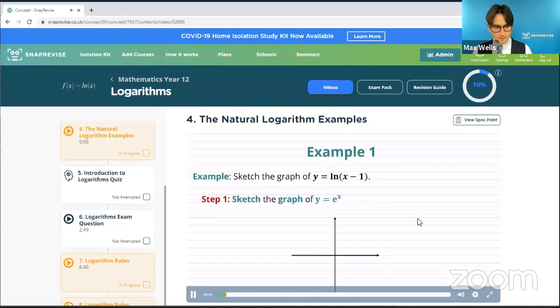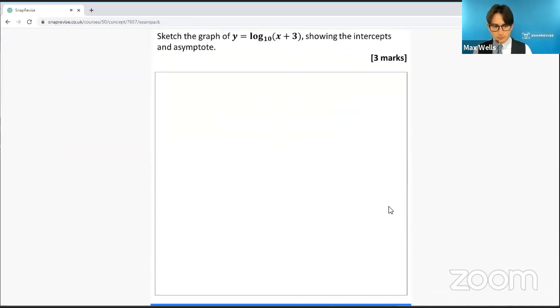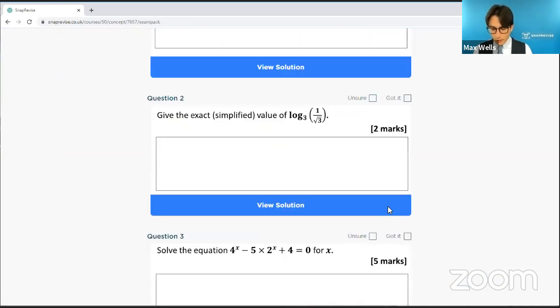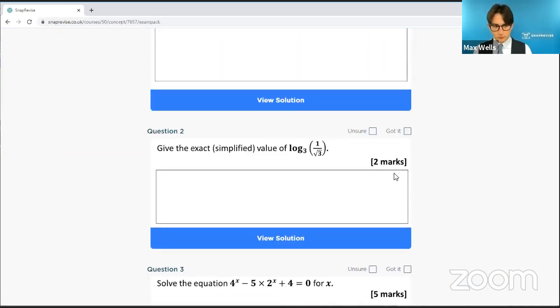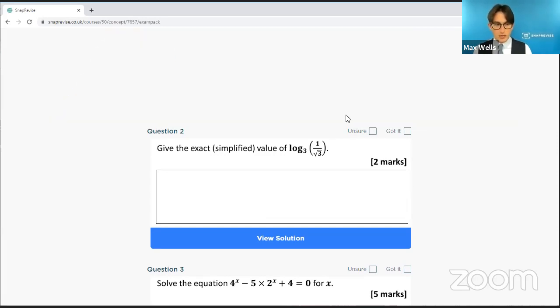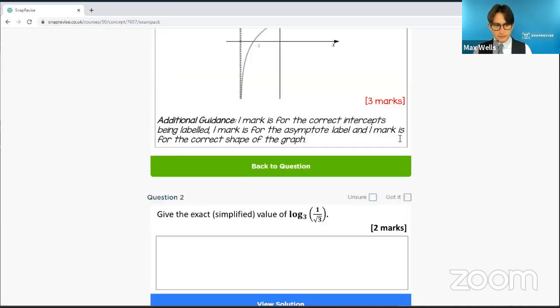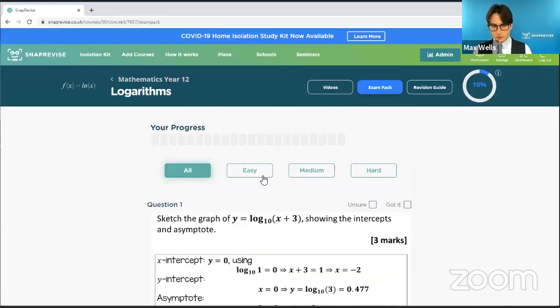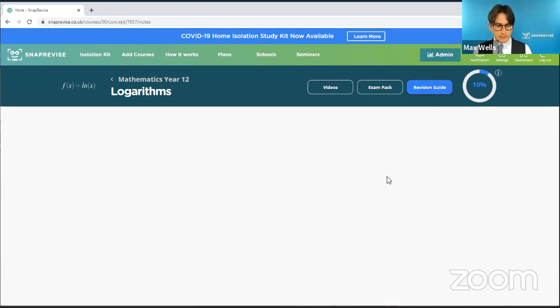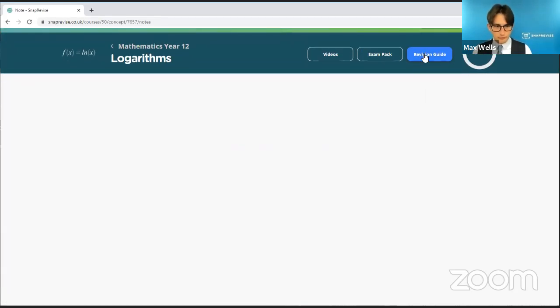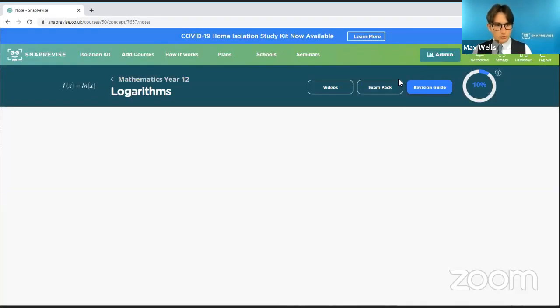There's also an exam pack. So these are, again, perfectly designed questions for the exam boards and the A-level exams under the new framework. And you can view the solutions really clearly for any of these questions. You can do them easy, medium, difficult, and gradually progress up. And then also really lovely revision guides that will hopefully load on all of these topics.